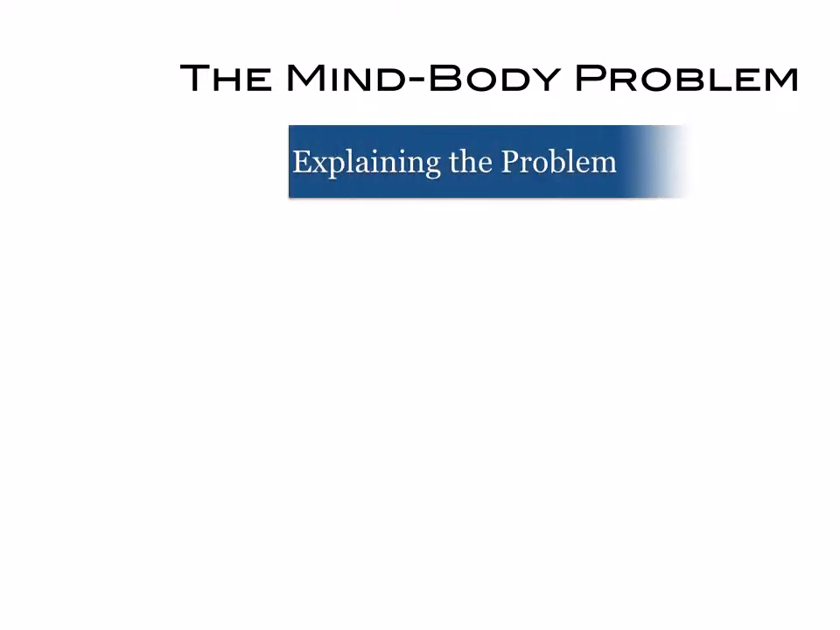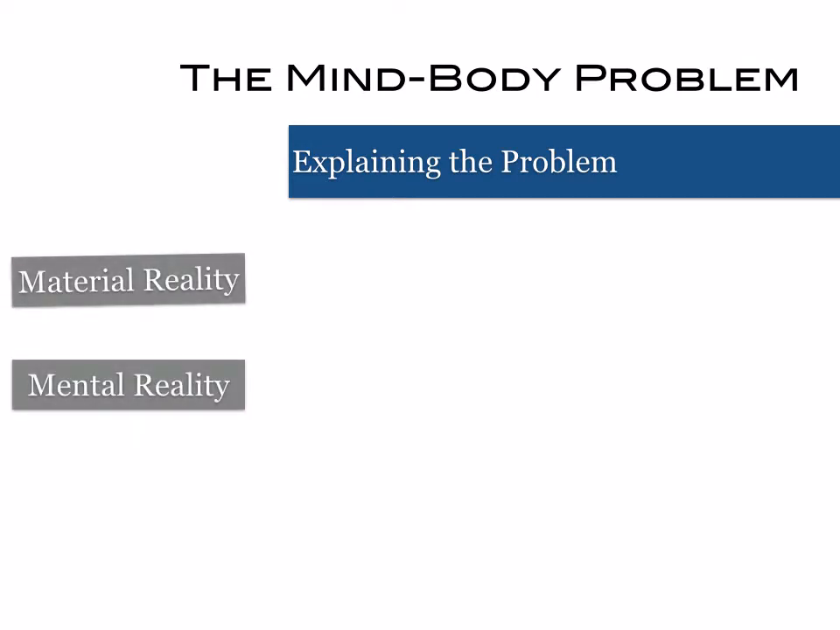Well, we are looking at the mind-body problem in these two chapters, as well as in the next lecture. And I want to briefly begin by explaining the problem. Poyman mentions in your textbook that common sense would tell us that there are two basic types of reality. That is, a material reality and a mental reality.